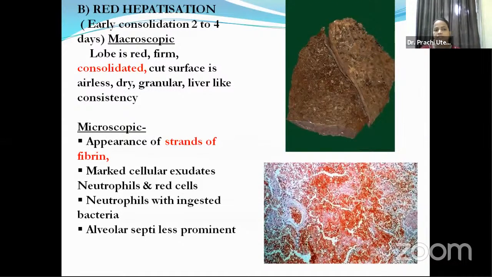Microscopically, you can see the appearance of strands of fibrin. So fibrin strands appear at this stage, and marked cellular exudates, neutrophils, and red cells are seen. Neutrophils with ingested bacteria are also seen, and the alveolar septa are less prominent.